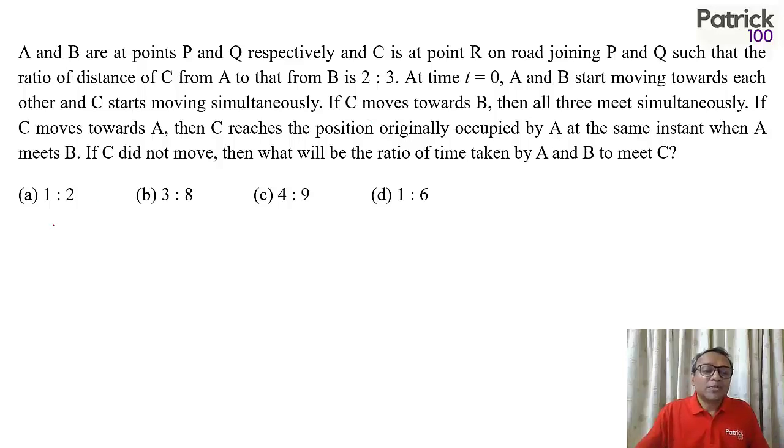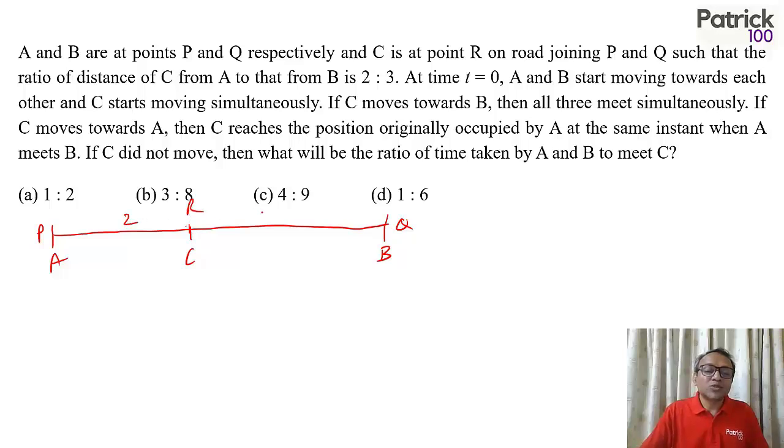A and B are at points P and Q respectively. Normally in time and distance sums, it's better if you draw because it helps to picturize the sum. So you have A and B at points P and Q. Point P, A is out here, point Q, B is out here. C is at point R, and they said the ratio is 2:3. So C is here at point R. The ratio is 2:3.